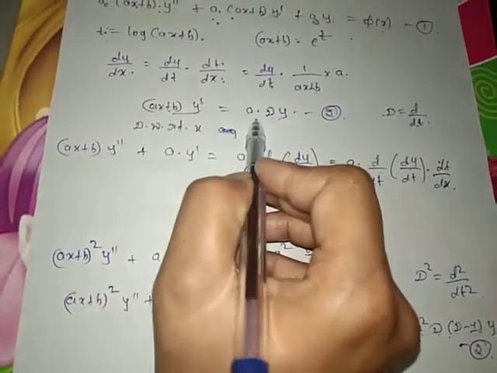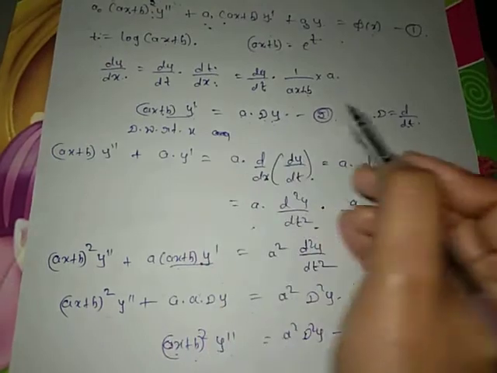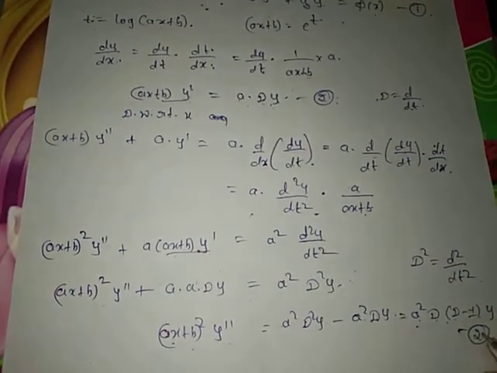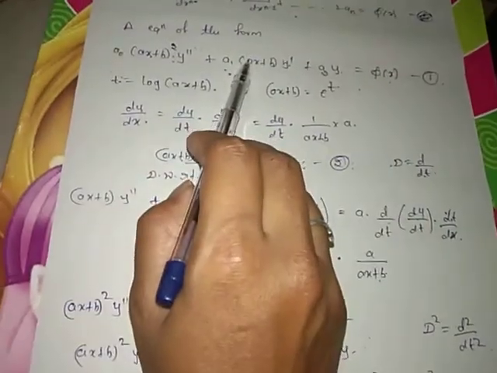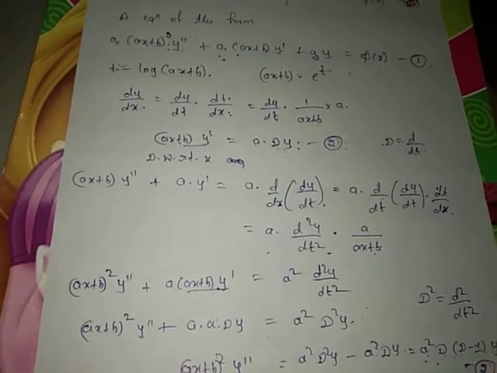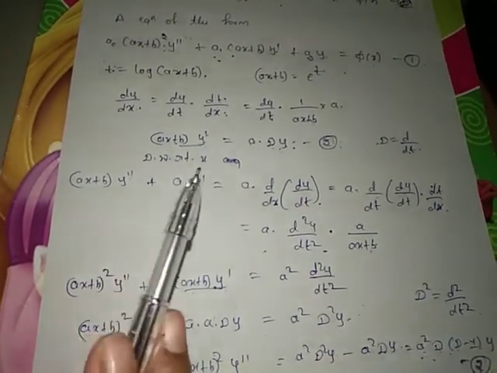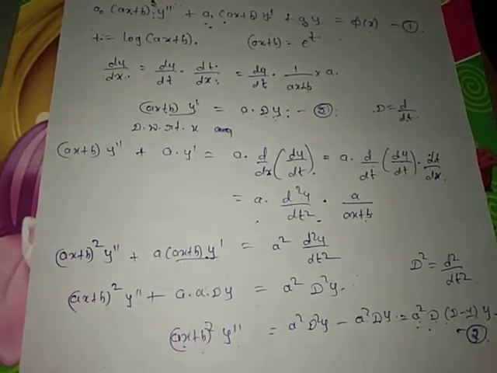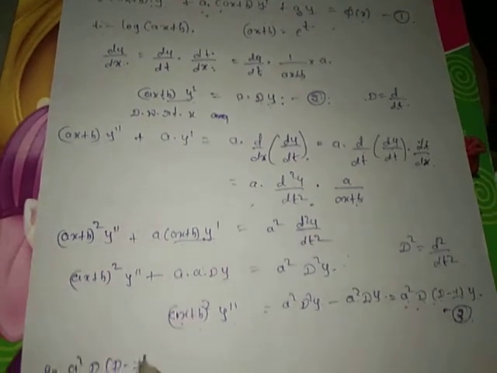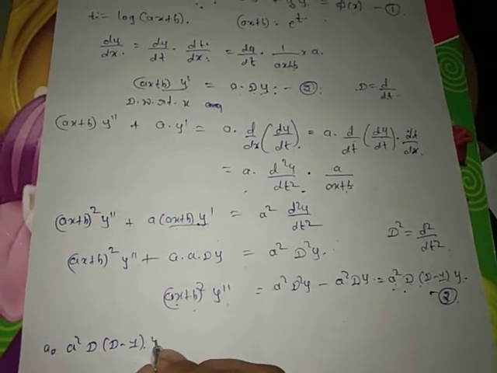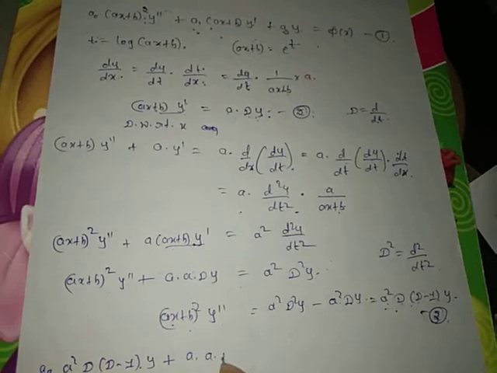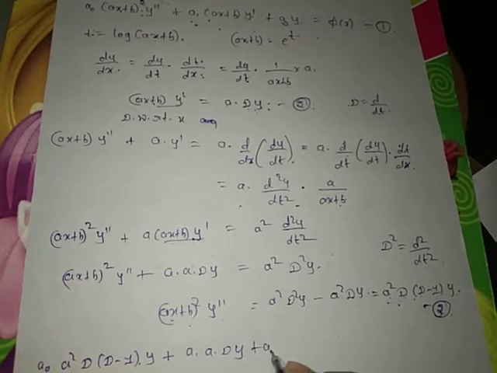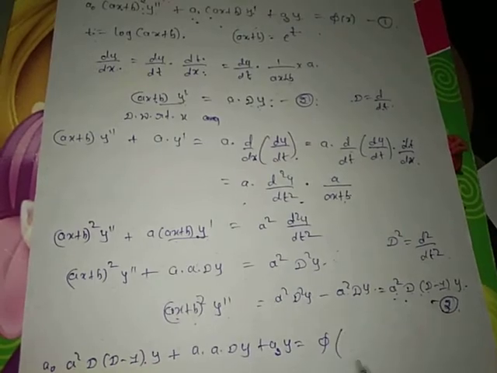Ax plus b into y dash is equal to a dy. Call this equation 3. Substitute equation 2 and equation 3 in equation 1. Now the equation becomes a naught into ax plus b whole square y double dash is equal to a square d minus 1 into y, plus a1 into ax plus b into y dash is equal to a dy, plus a2 y equal to phi of x.